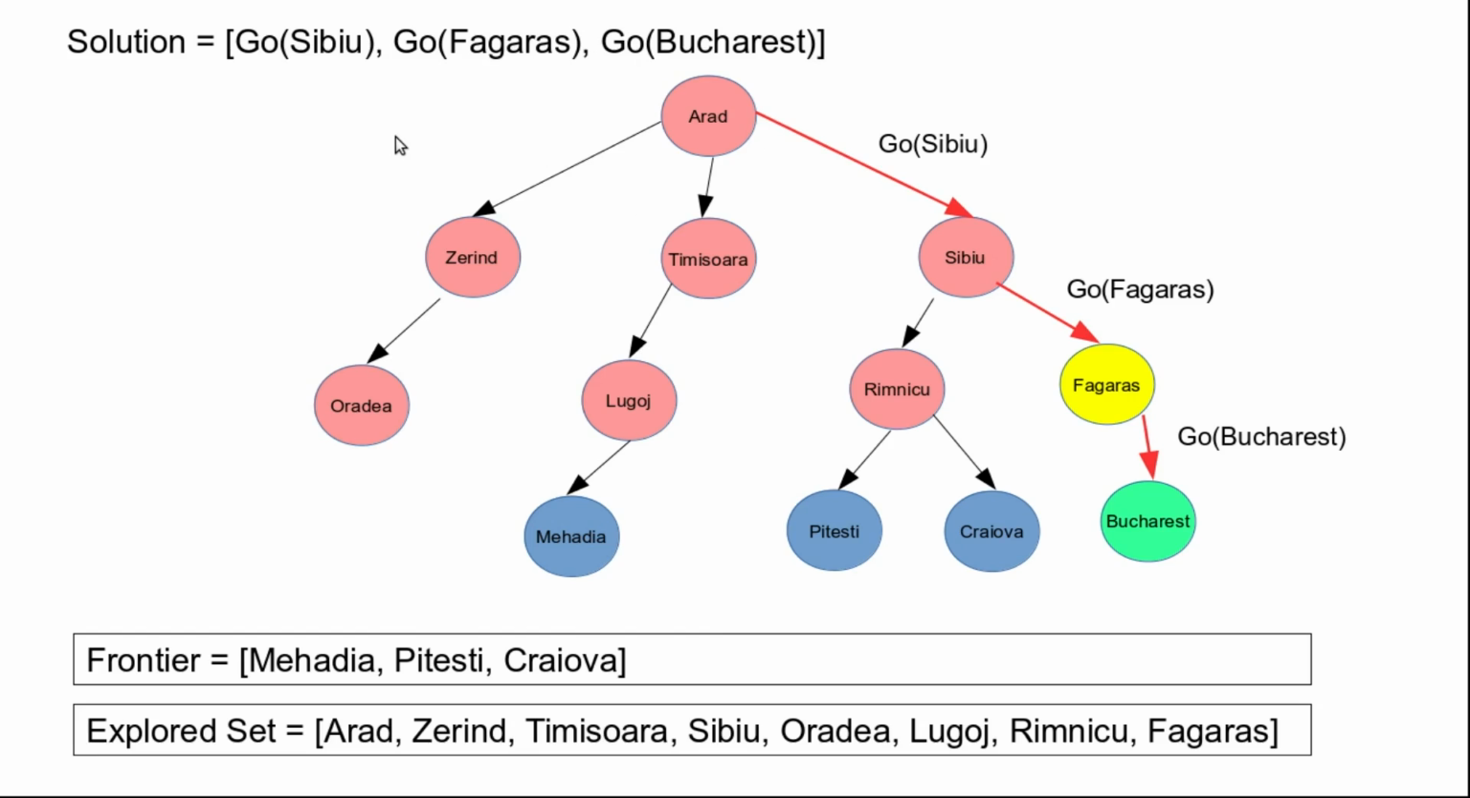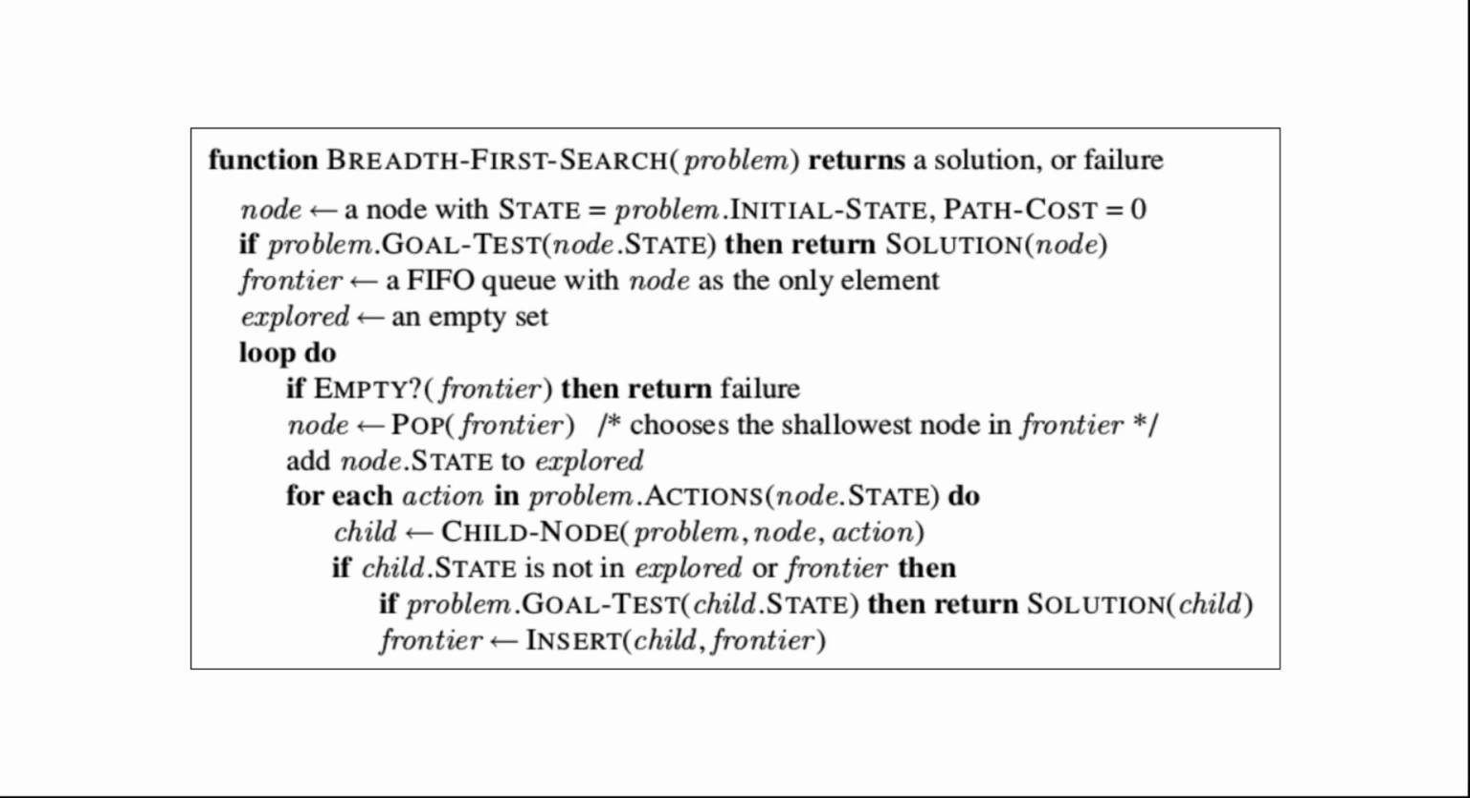Whatever I have explained in this example is captured in this pseudocode, and this pseudocode is similar to the graph search algorithm that we studied in the previous class. Like any search algorithm, this one takes as input the problem, and it returns a solution, or if it cannot find a solution, it returns failure. And just like in graph search, we maintain a list called a frontier, and we maintain an explored set. We start by taking the initial state from the problem definition and creating a node. This was the Arad node that we created in our example.